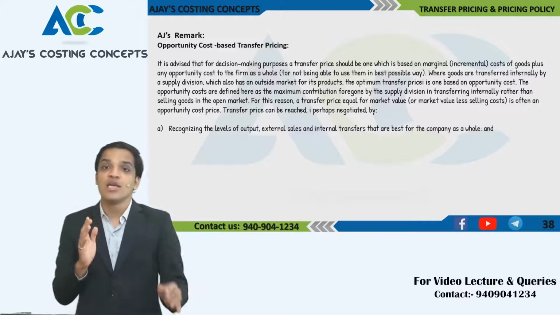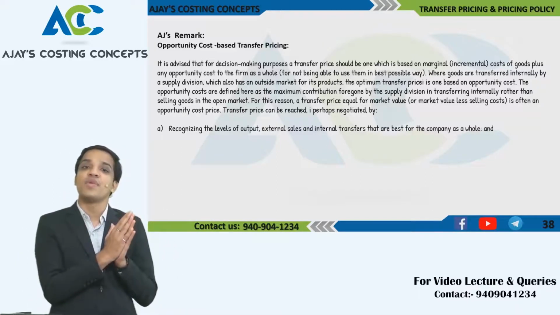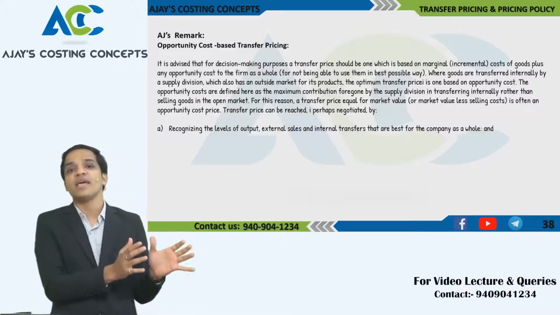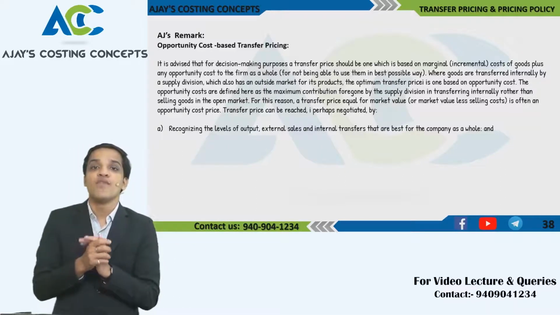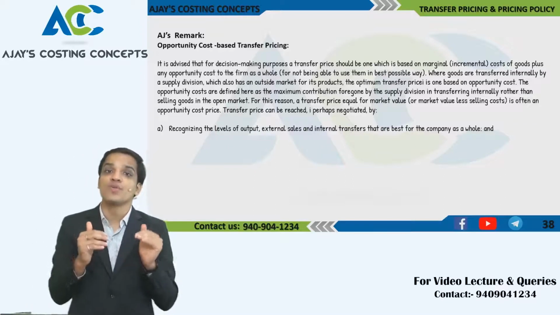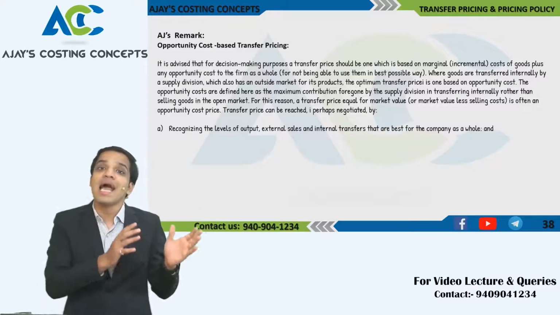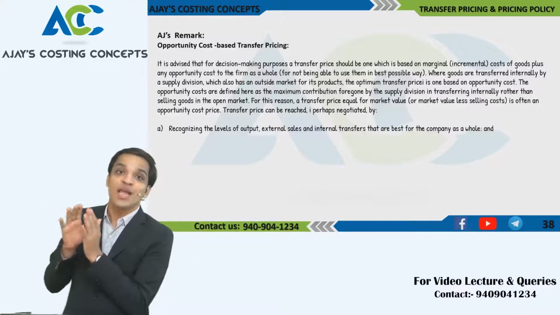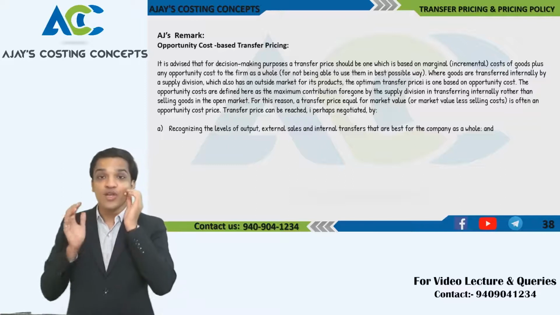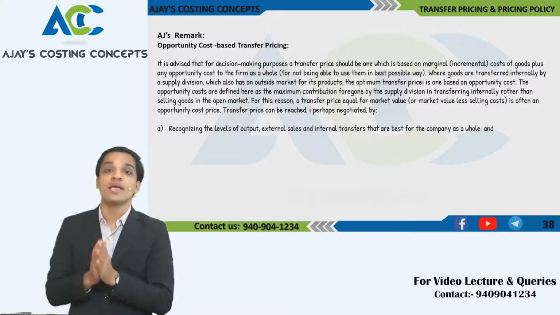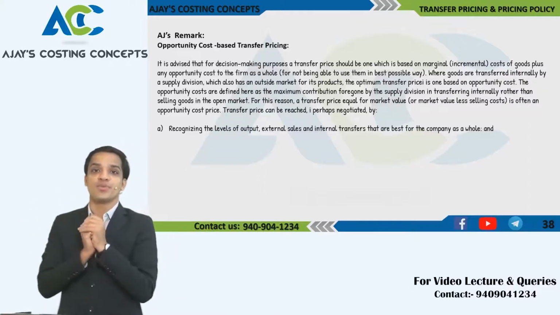In that case, to fulfill the 5,000 units demand, the first 3,000 units I can supply because I have spare capacity available. But from 3,001 to 5,000 units, whatever I supply internally, I will lose the market, I will lose my market share, I will lose the contribution which I was earning in the market, and that is why it is known as opportunity cost, right?